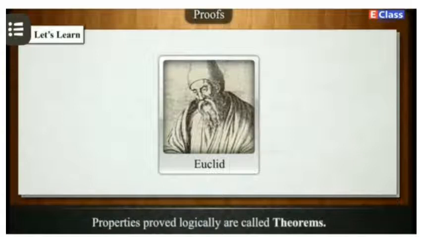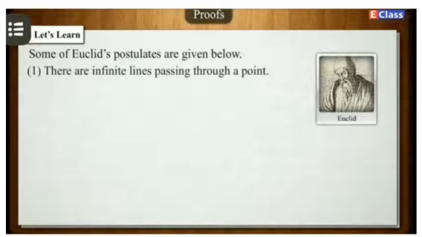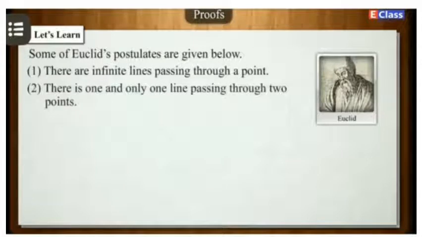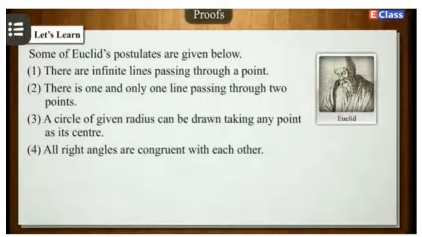Properties proved logically are called theorems. Some of Euclid's postulates are given below. 1. There are infinite lines passing through a point. 2. There is one and only one line passing through 2 points. 3. A circle of given radius can be drawn taking any point as its center. 4. All right angles are congruent with each other.